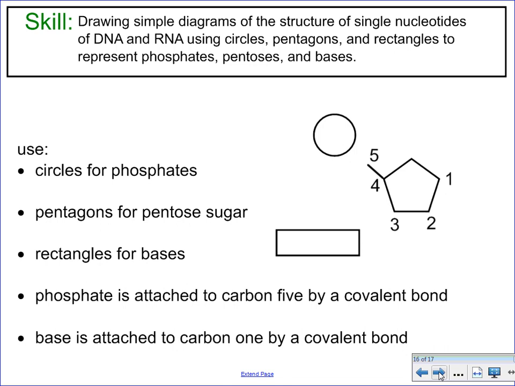So in class we'll go through how to make a simple drawing of DNA structure, and we'll use some basic shapes to create our DNA structure. We'll use circles to represent the phosphates, pentagons for the pentose sugar, and rectangles for the bases, and then we'll talk about how all this gets attached together to create a DNA strand.